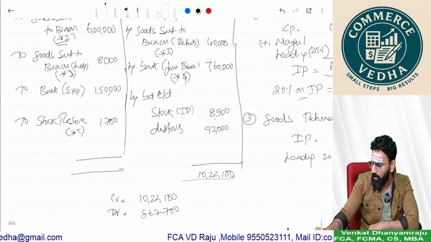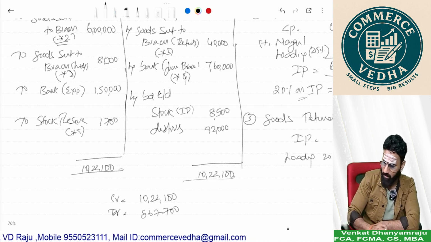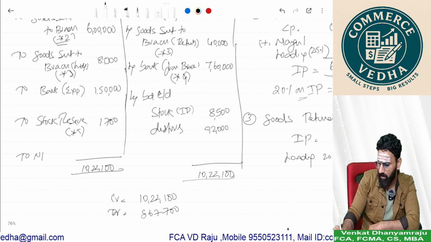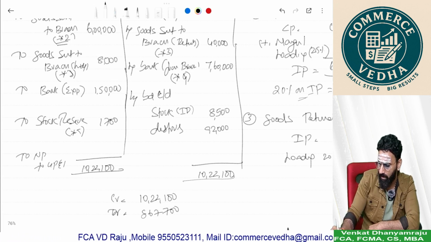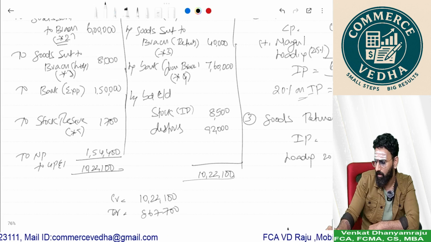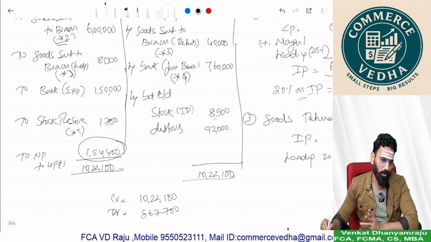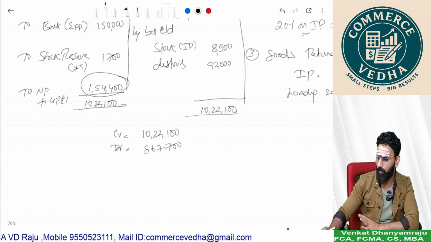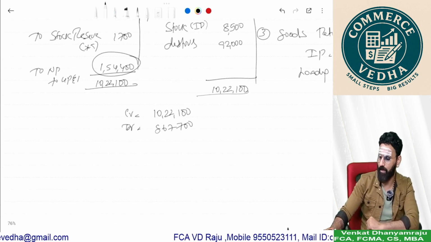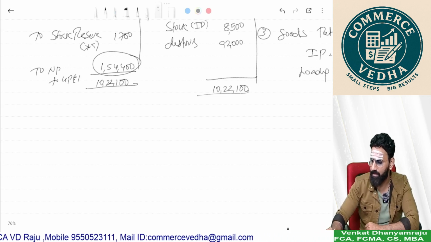So my credits are more. So I'm taking the difference, my net profit to general P&L, 1,54,400. Now we'll see whether this net profit is correct or not by doing a small cross checking of the profit. Before that, I don't need this, I did it just for my cross check.